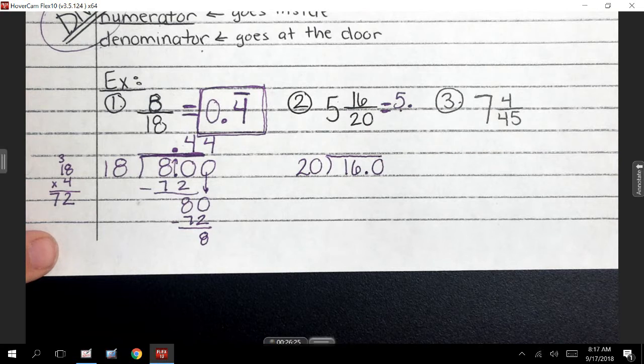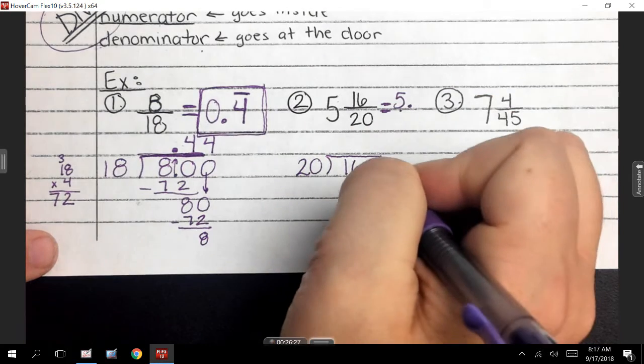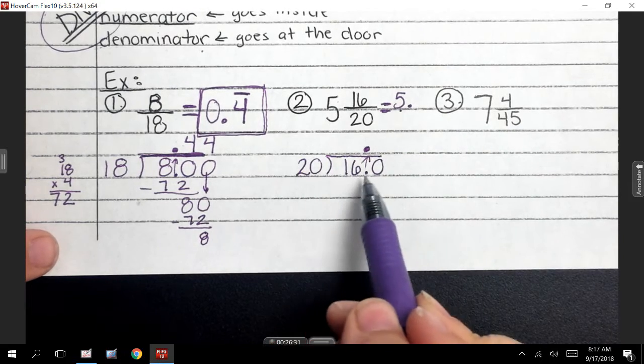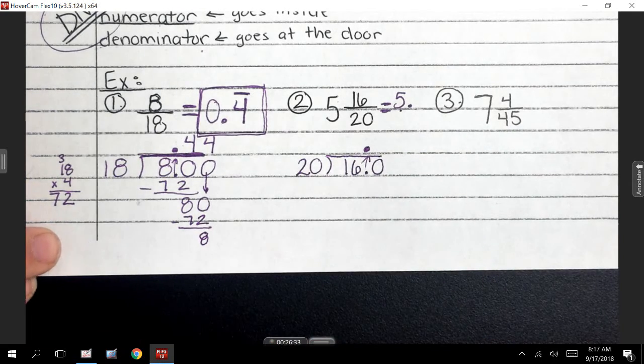No. What's going to happen to it? Where's it going to end up? Raise it up to that roof, okay? So now I'm dividing 20 into 160. How many times is that going to happen? Ian?